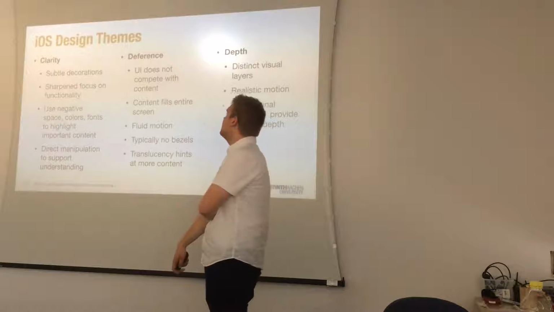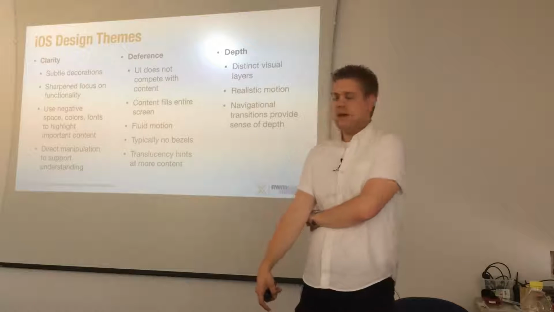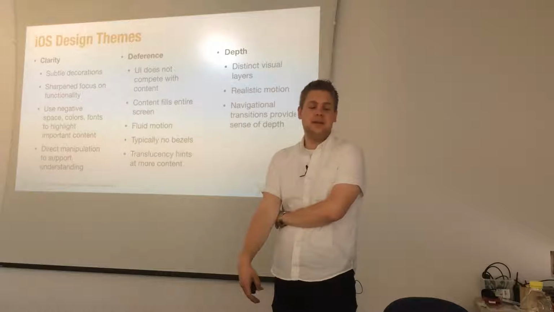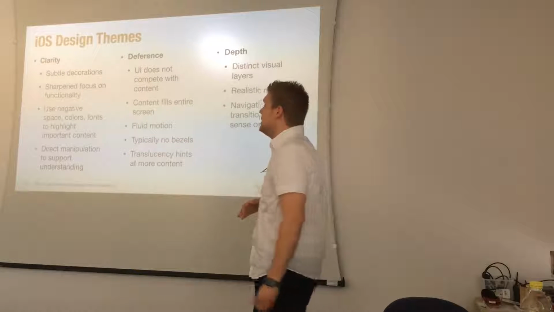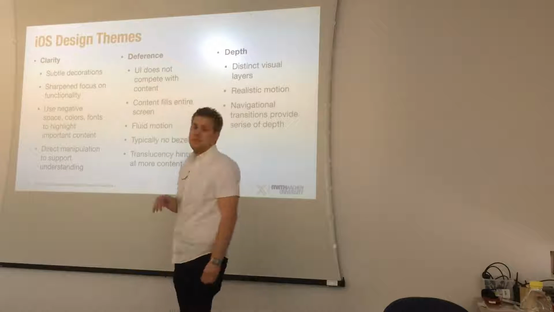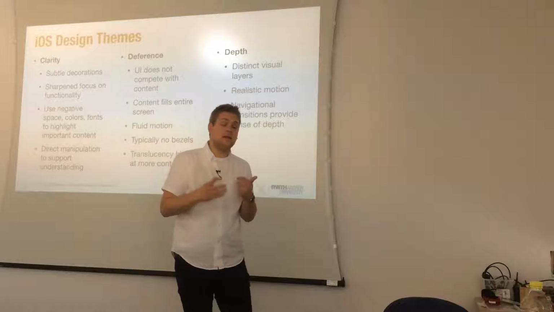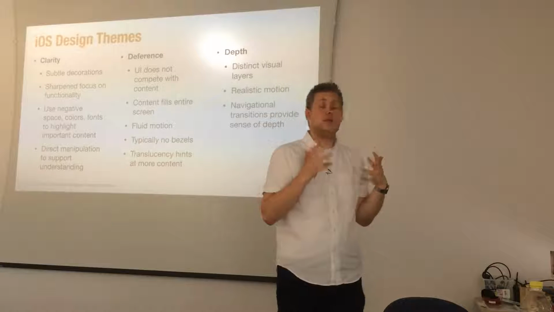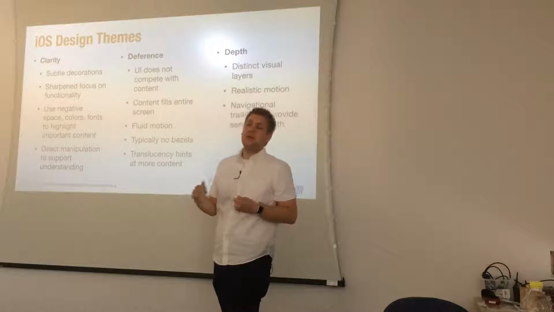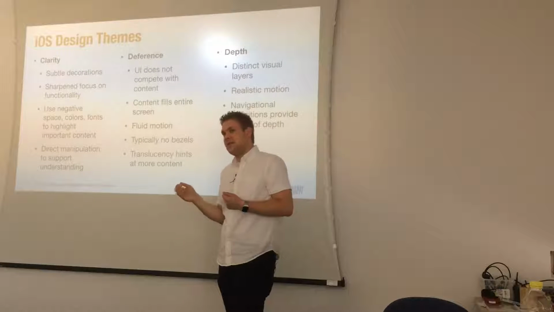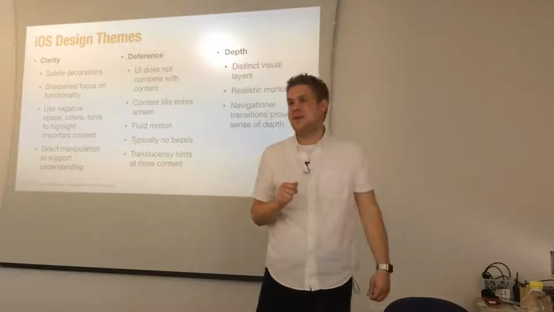So iOS design themes look like this. Every Apple platform has some design themes, and for iOS they are clarity, deference, and depth. Which means, as we've seen in the screenshots, subtle decorations and a focus on functionality. Not a lot of decoration, and of course this also means legible text and high contrast, because if you're using your phone on the go in direct sunlight, it's much more likely that you're able to read stuff on it if the text is, say, black on white instead of dark brown on dark blue.